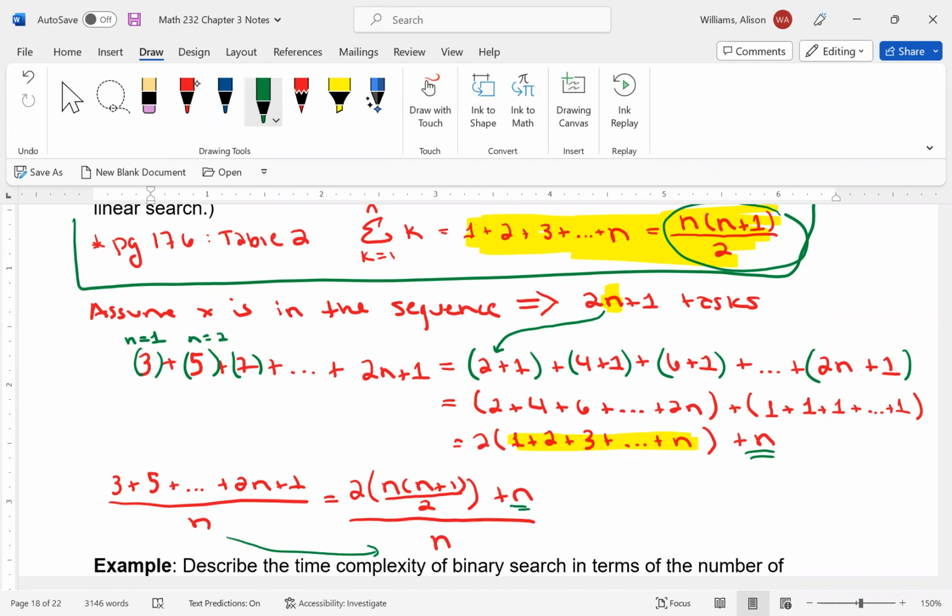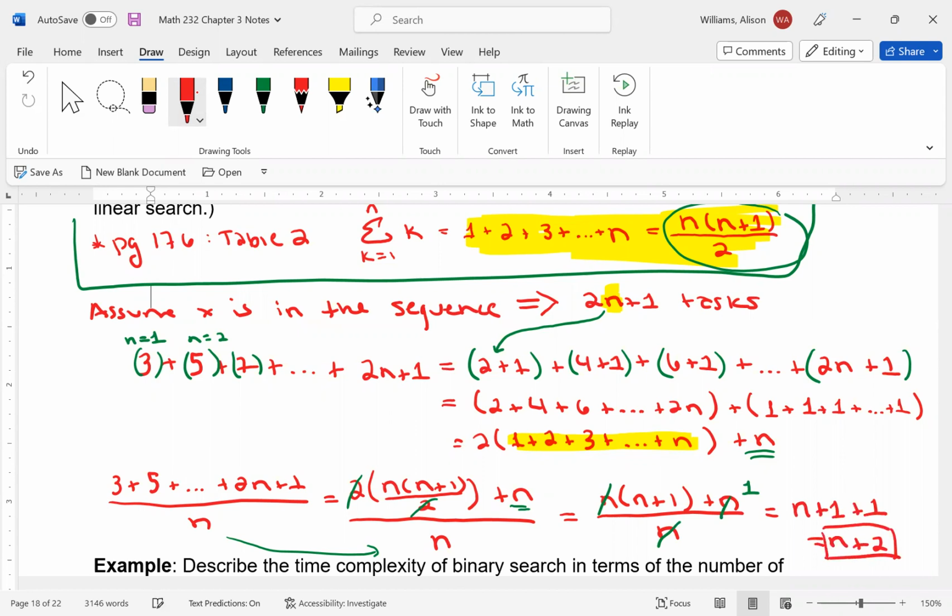Okay, I hope we followed everything. Those 2s cancel. And we're left with n times n plus 1 plus n, all over n. So we can actually cancel an n everywhere. This is going to become a 1 though. So I'm left with n plus 1 plus 1, or n plus 2. There it is. There's the average. We did it. That was a lot of work.